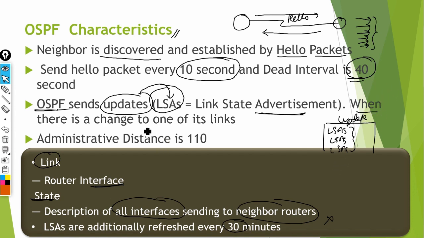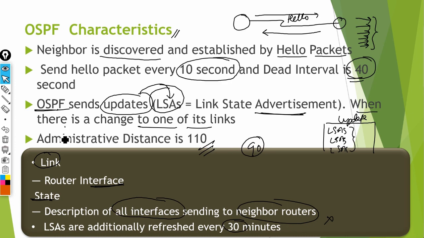When there is a change in the topology, immediately the LSA refresh will take place. Two conditions: if there is no change in the topology, the LSA will be refreshed every 30 minutes. And if there is a change in the topology, the LSA will be replaced immediately between the routers. The administrative distance for OSPF is 110. For EIGRP, the administrative distance is 90.